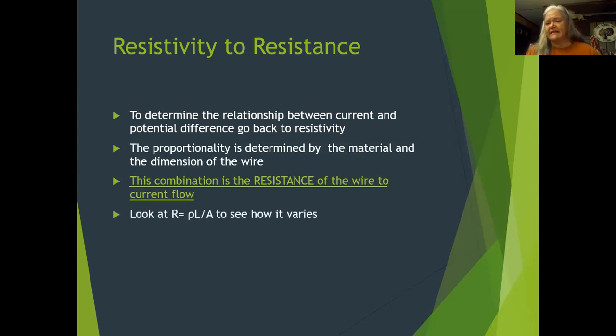So the resistance is equal to rho, which is the resistivity, which you look up in a book, times the length of the piece of wire that we're using, divided by the cross-sectional area. Most of the time, wire is circular, so the area of a circle would be our area. And all those three things together determine the resistance for that particular electrical component.